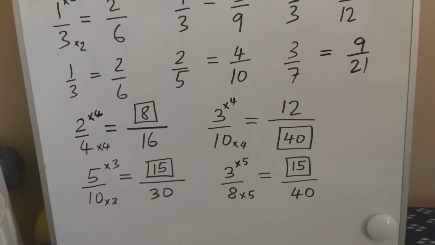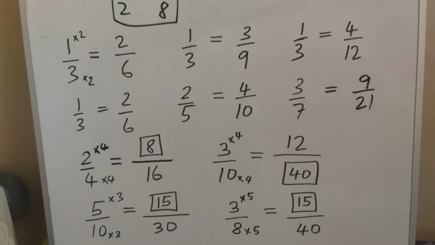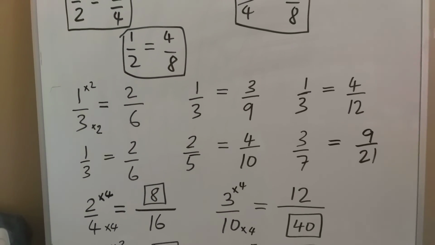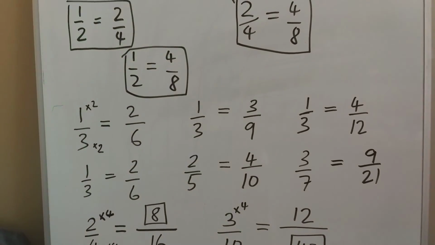So with equal fractions, even though the numbers appear bigger, if the multiplier for the numerator and the denominator is the same, then the fractions are equal.